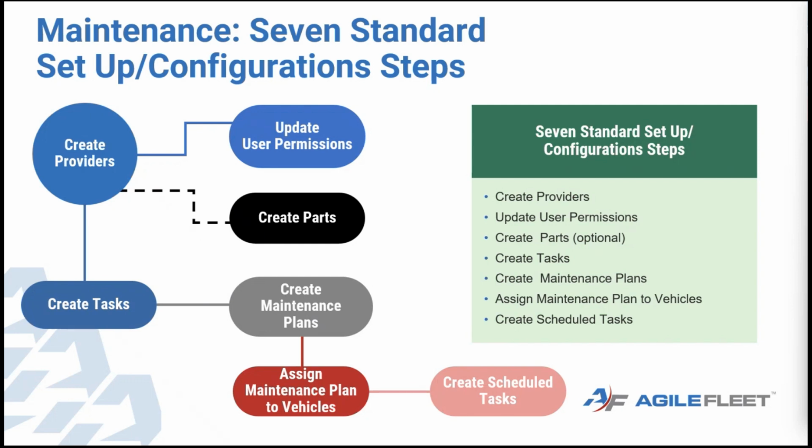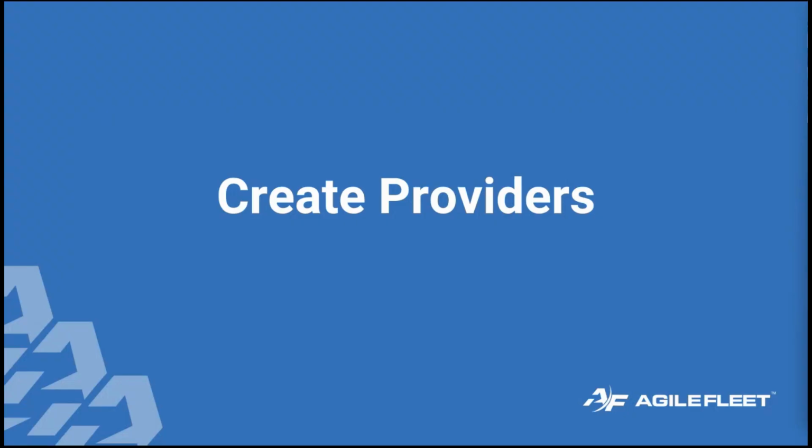There's also the need to create parts. We're not going to dive deep into parts today, but you do have to have at least one default part set up in order to keep track of costs on the work orders. Then we'll end up going into that big 3 that we mentioned earlier of creating tasks, creating maintenance plans, assigning maintenance plans to vehicles, and then there's also a similar function where you are creating scheduled tasks for specific vehicles. What does this look like?